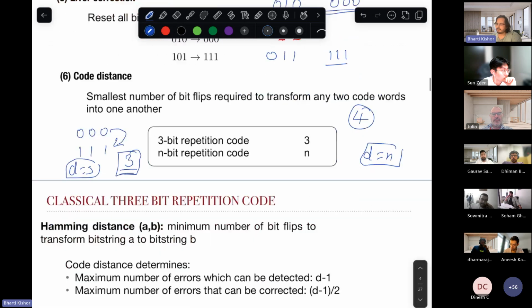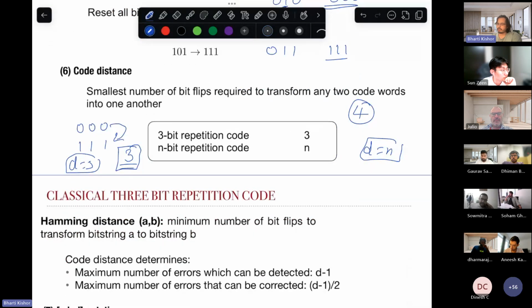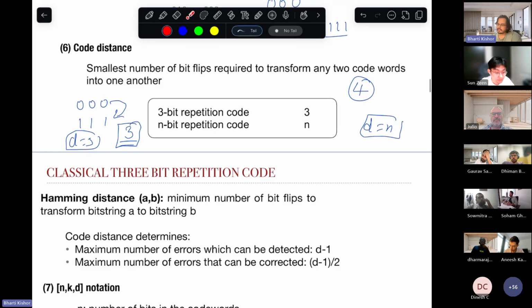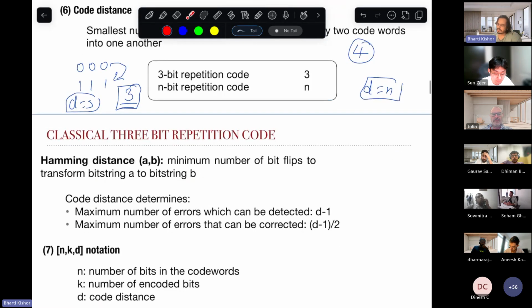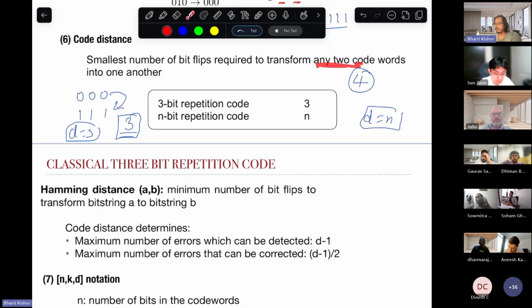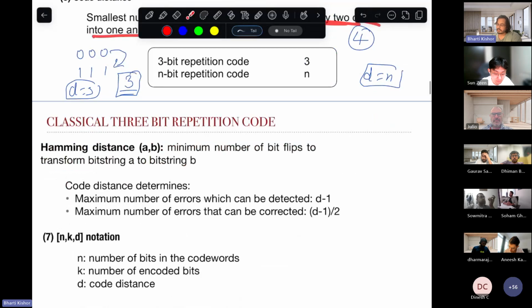Here it's very simple, but in many cases you have many code words, and then you try to find the smallest number of bit flips required to transform any two code words into one another. So in general, it's a very hard problem. And that's why optimizing for code distance is a difficult task. So at least here it's clear, right? What is code distance? You just look for the smallest number of bit flips required to transform any two code words into one another.